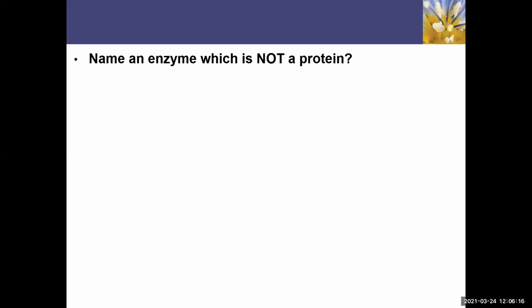Name an enzyme which is not a protein. Due to its active site. Yes, Faisal. We'll go one by one, Faisal. You're right. We'll discuss everything in detail. Don't worry about that, Faisal. You're absolutely right. They have an active site, a specific portion in the enzyme to which the substrate can actually bind. That is called an active site. You're right.